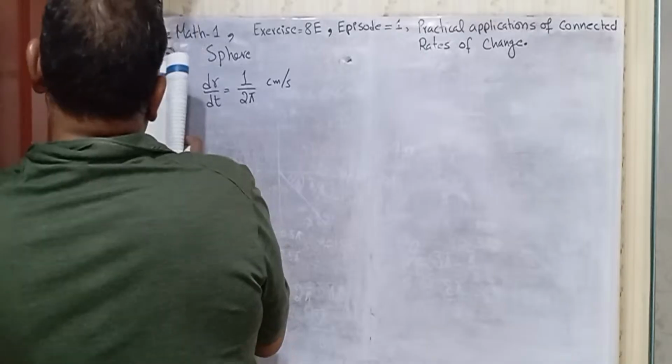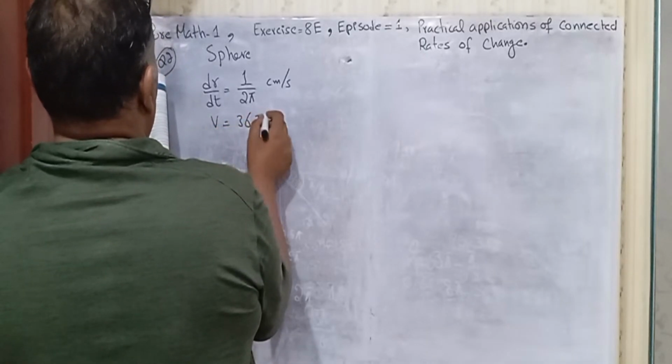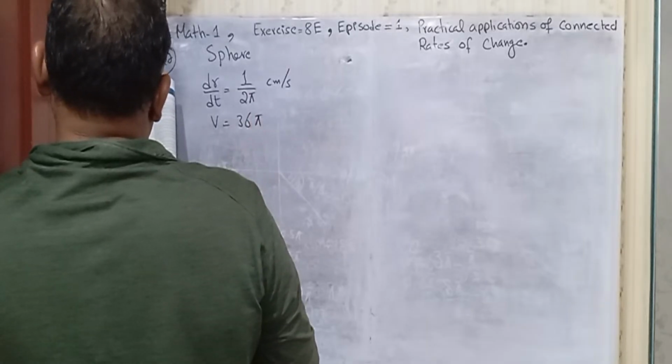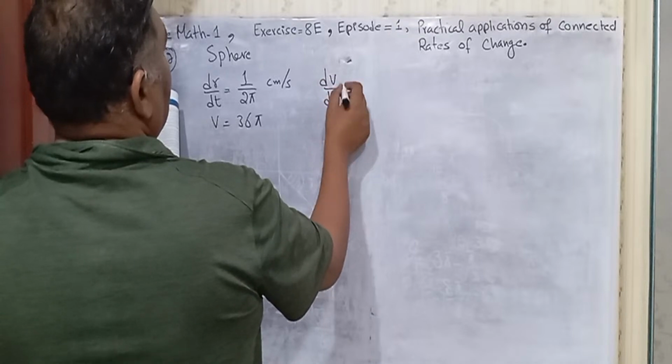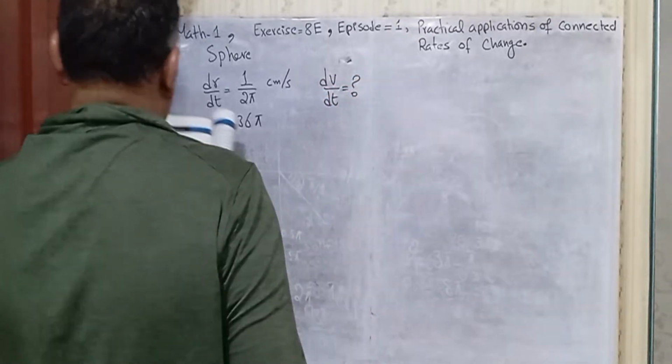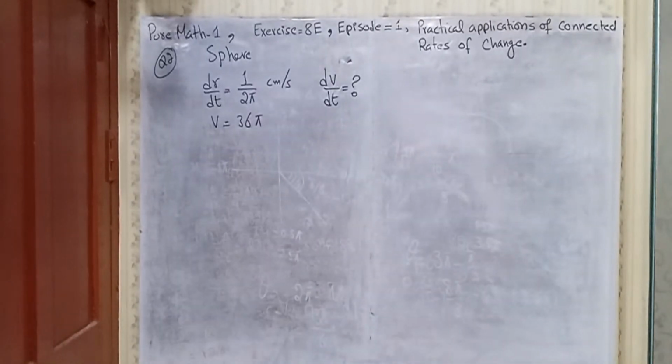It is given. The value of the volume is given, that is 36 pi. And we want to find out dV/dt. That is the question to me. You see, this volume is given to me, 36 pi. From here, I can find out the value of r.